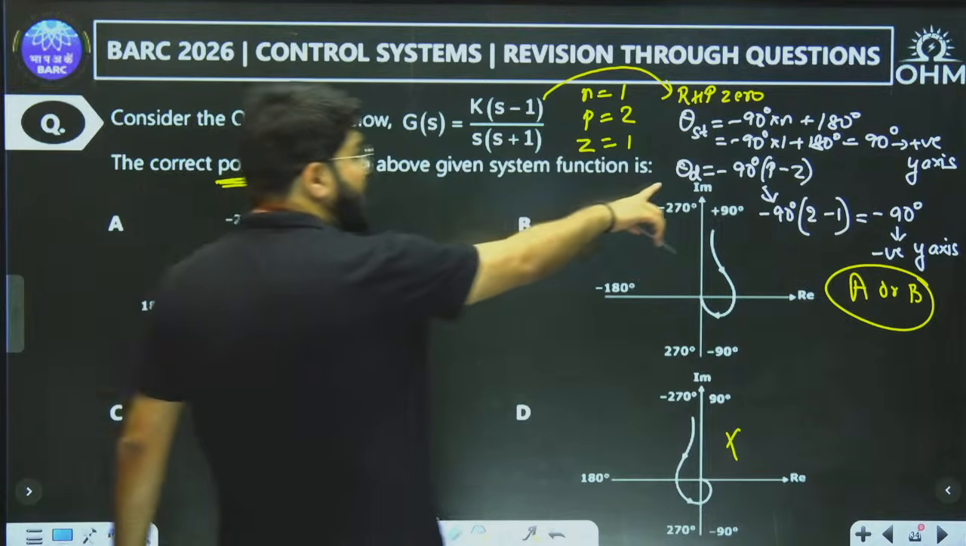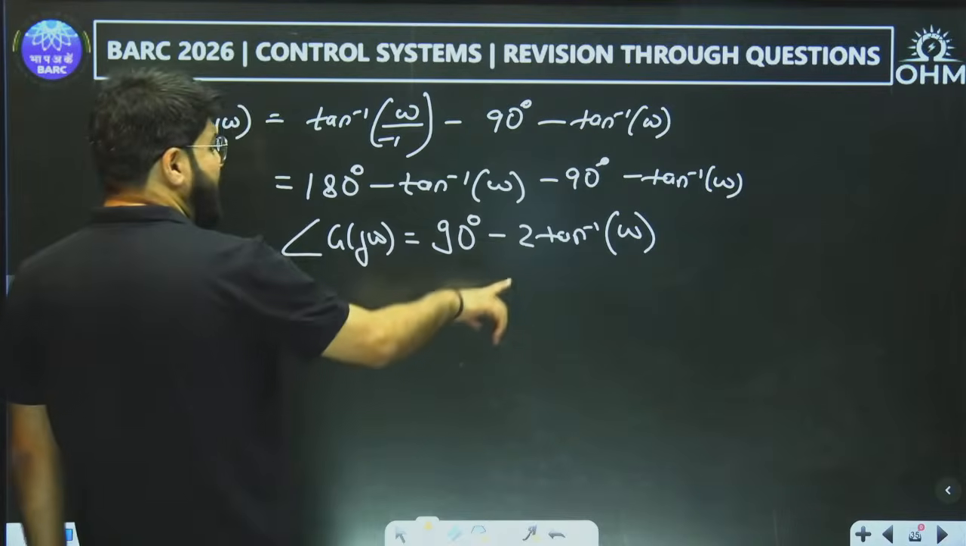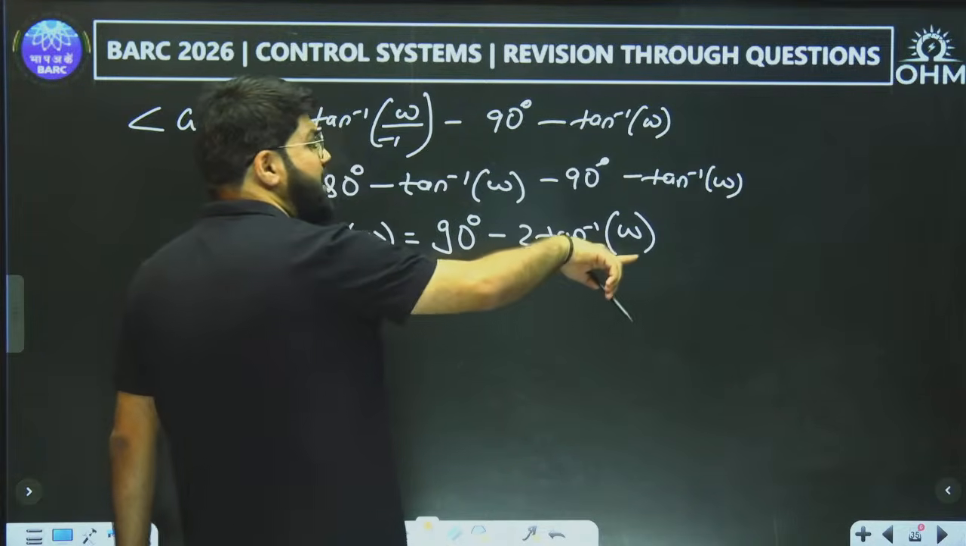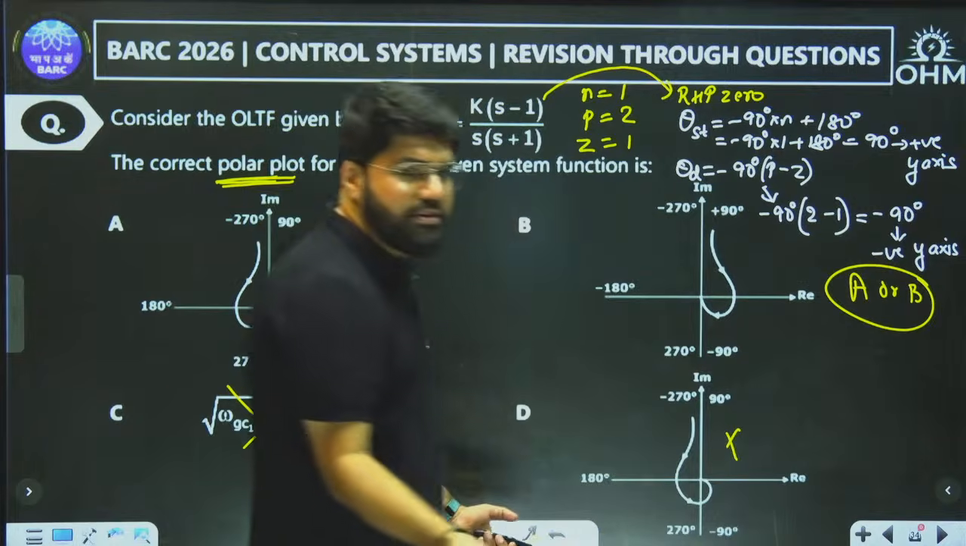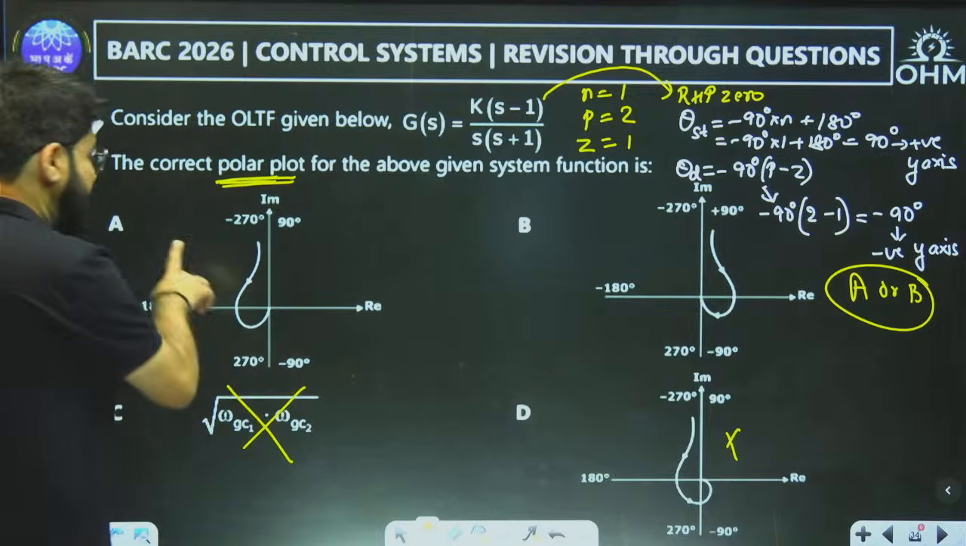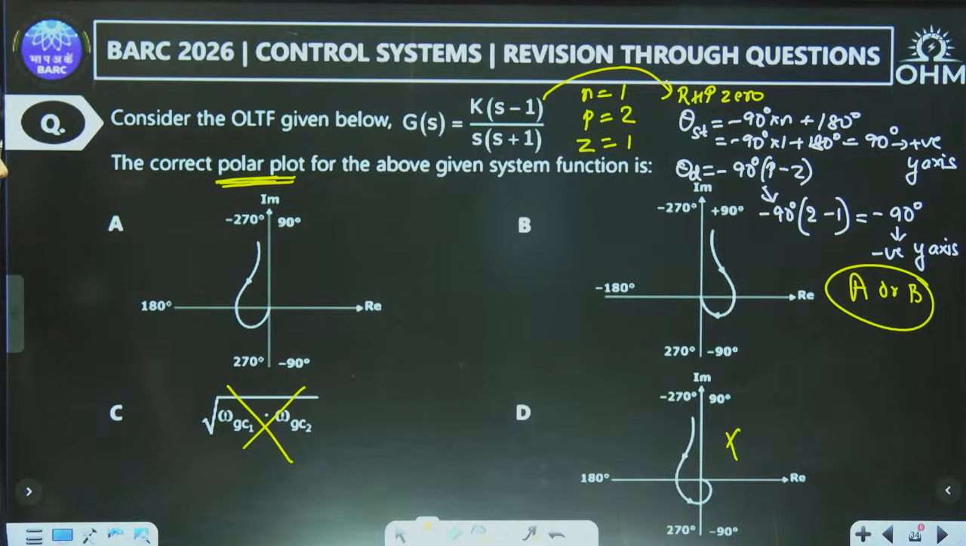Now for omega tending to infinity, diving: tan inverse infinity is 90, so 90 minus twice of 90 gives minus 90. Will minus 90 come? Yes. Now the important point is whether it is A or B.